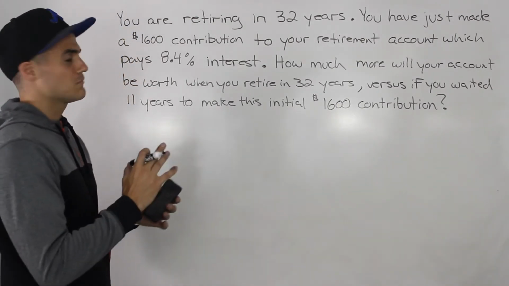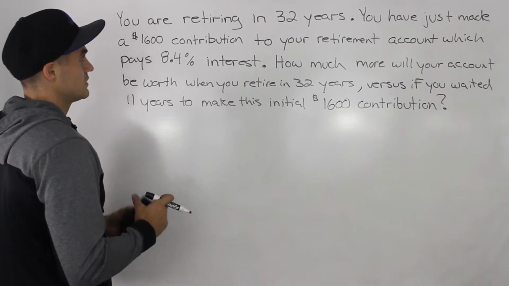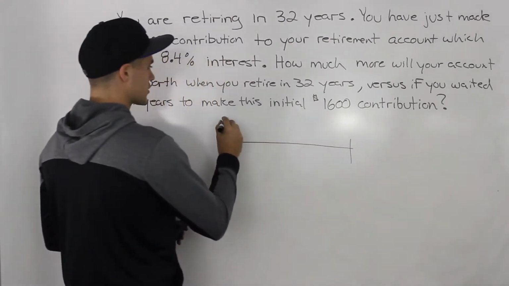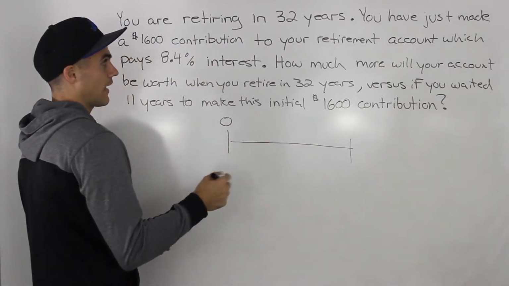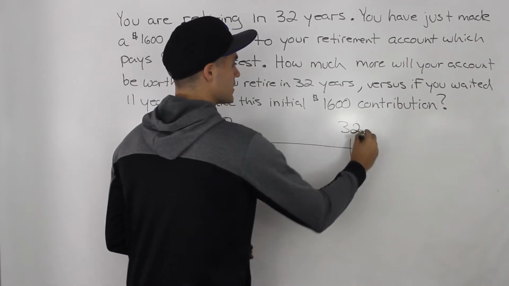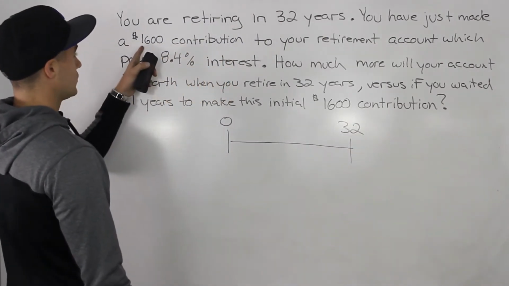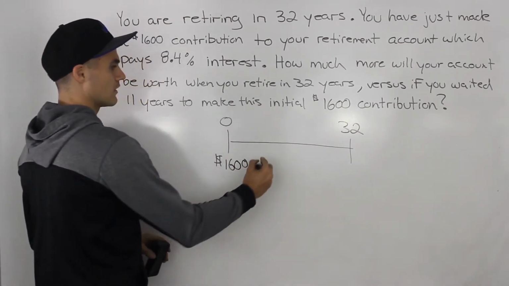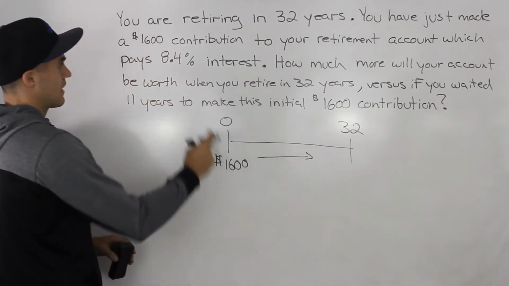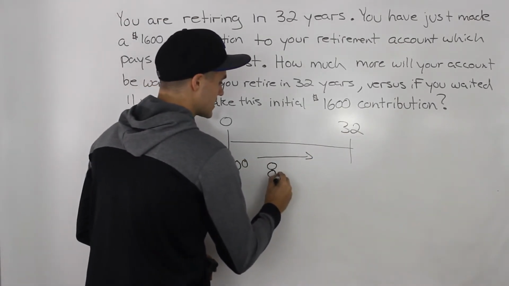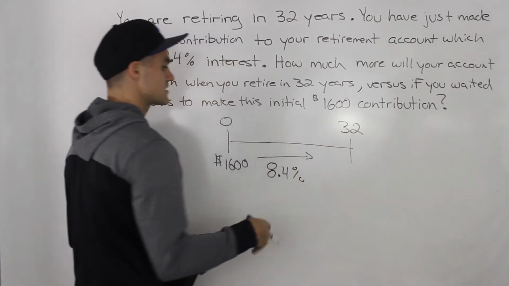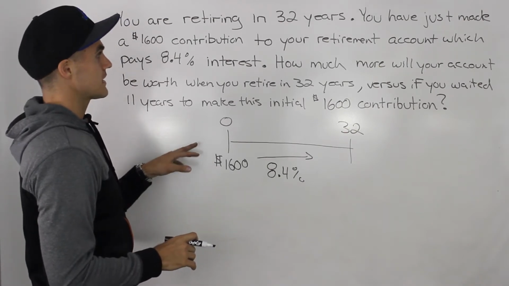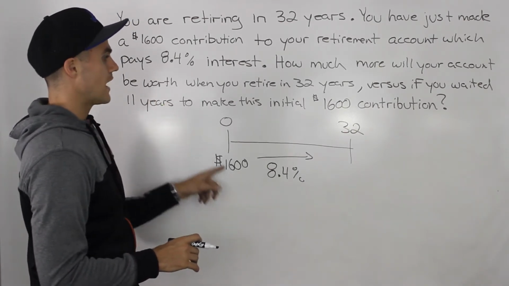Okay, so the wording might be a little bit confusing, but it's actually not too bad. What's happening here is currently you are in time zero, and in 32 years you're going to be retiring. And you just made a $1,600 contribution into an account that pays you 8.4% interest. Now, they don't tell you whether the interest is simple or compounded. You assume it's compounded. And they're asking how much more will your account be worth when you retire in 32 years.